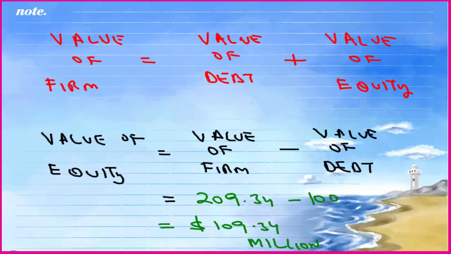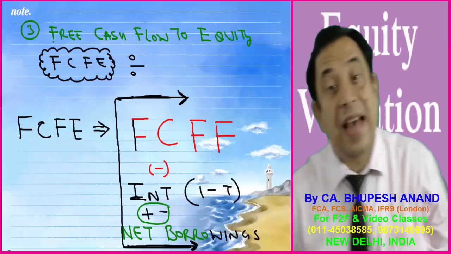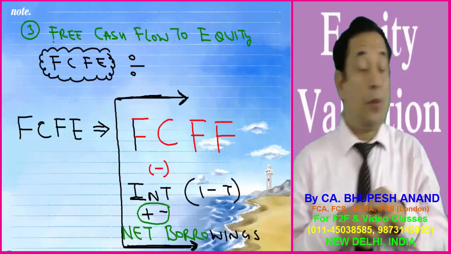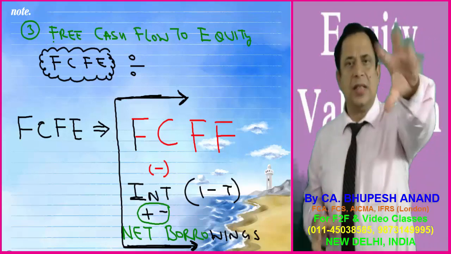So WACC, the weighted average cost of capital, because when equity is 20% and debt is 20%, I will say the average cost is 20%. So after doing it, I want to tell you how we can calculate again with the help of free cash flow for equity. Before coming to free cash flow for equity, just see the difference.